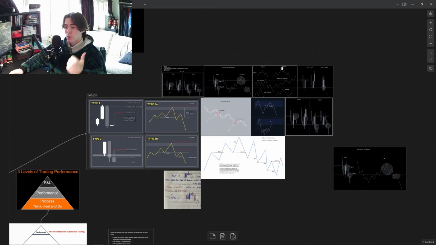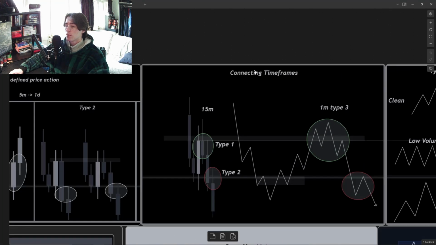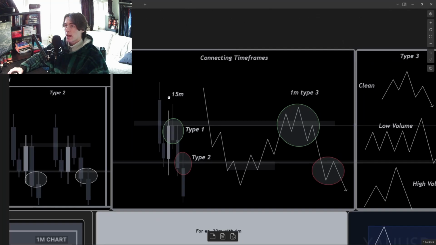The first two, type 1 and type 2, are mainly candle behavior. So it's individual candles. What does that mean? It's how does a candle move throughout the life cycle of a candle? How does the previous candle close affect the next candle open?